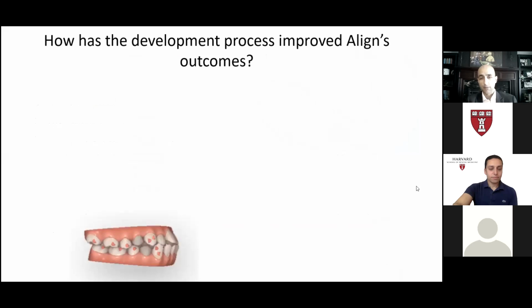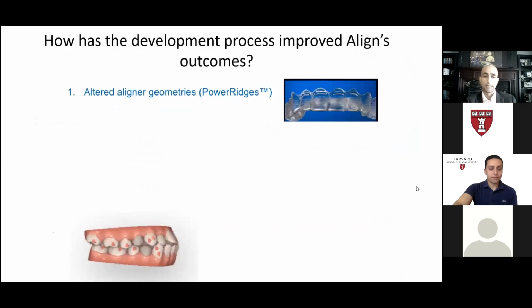How has the development process improved over time? So for one, when you look at the aligner, we can have altered geometries of the aligner, which essentially elicit a force system. And with Invisalign, you can have power ridges, you can have these pressure areas that we'll review. You may also hear them referred to as activations of the aligner, but essentially these deflections of the aligner can elicit a force that will cause the tooth to move, of course. And that's one way that we can continue to improve the efficacy of the system as a whole.